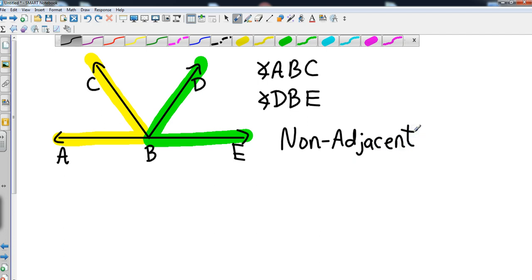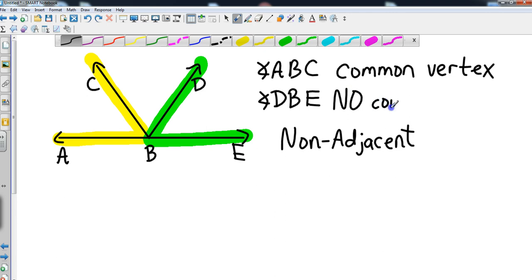Again, common vertex, non-common side. So let me write that there. They have a common vertex, but no common side. So that makes them non-adjacent.